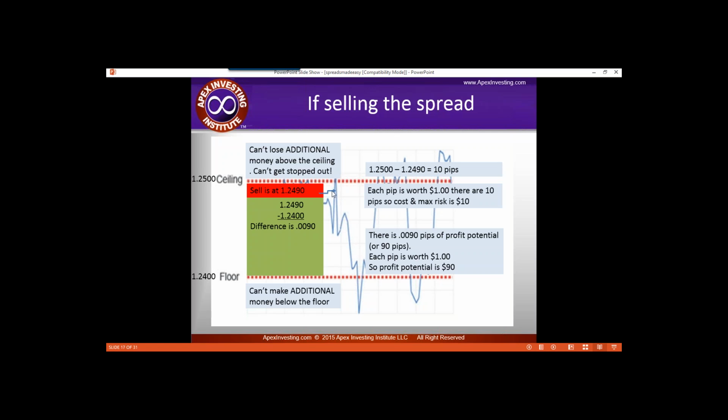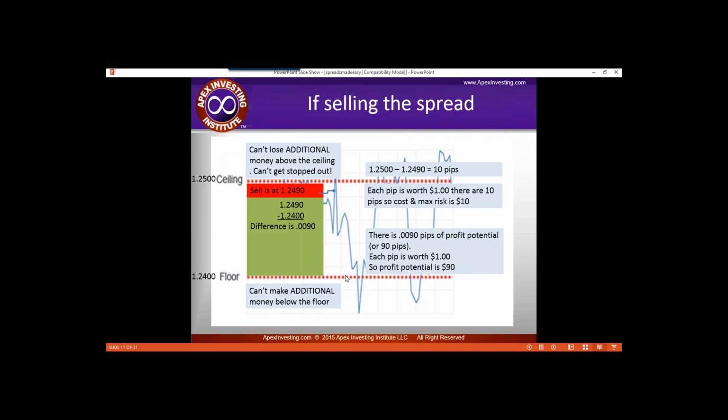Now, what happens if the market comes down? I was right. It's going in my direction, comes all the way down to the floor here, and then it keeps going down another 100 points. Like I was really right. Do I keep making money $1 per tick all the way down as far as the market goes? Or do I only make money, can't make additional money below the floor?